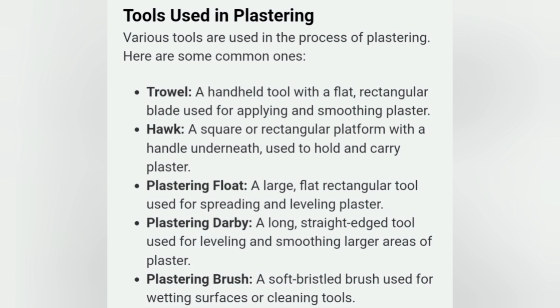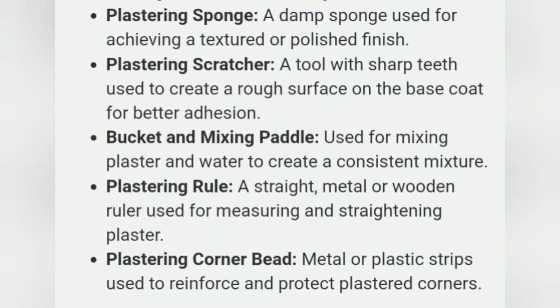Plastering derby, a long straight edged tool used for leveling and smoothing large areas of plaster. Plastering sponge, a damp sponge used for achieving a textured or polished finish. Plastering scratcher, a tool with sharp teeth used to create a rough surface on the base coat for better adhesion.